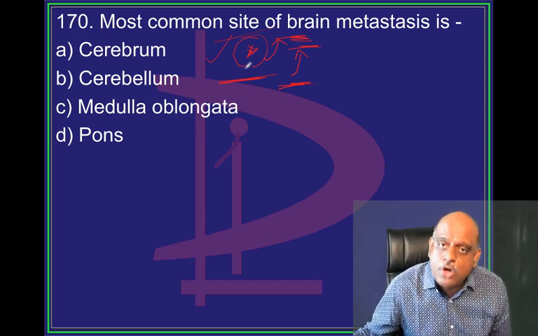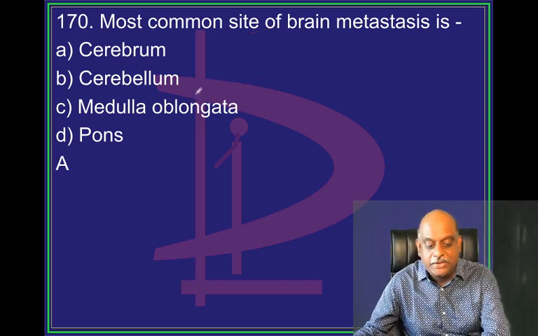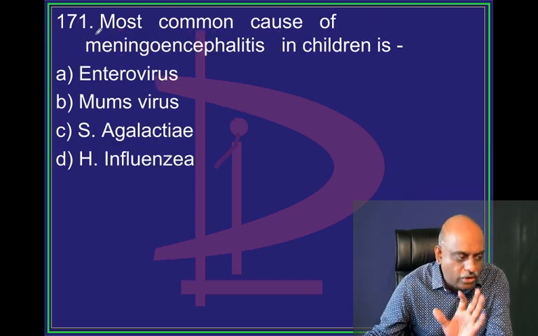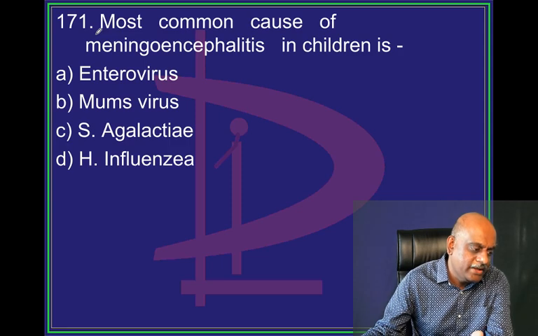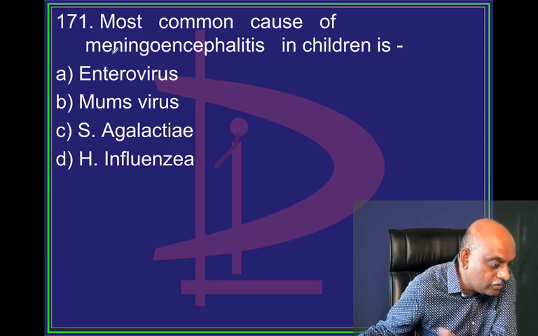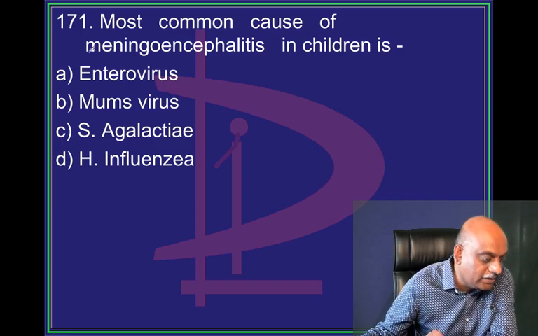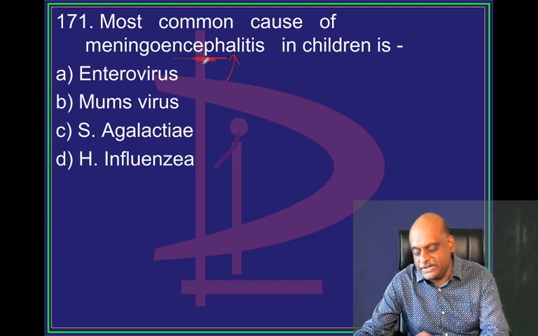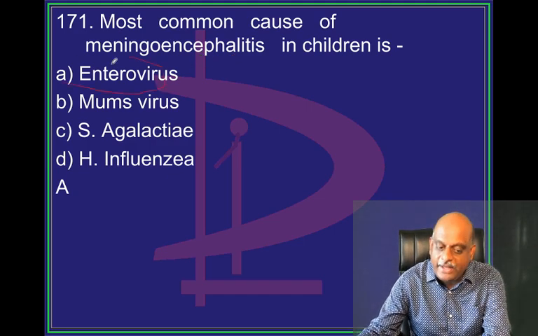So, most common site of the brain metastasis is the cerebrum. So, always have that dream, doctor. You will also become top consultants, etc., etc. Right? Now, most common cause of meningoencephalitis in children, enterovirus.